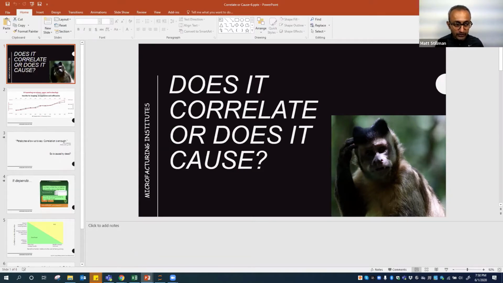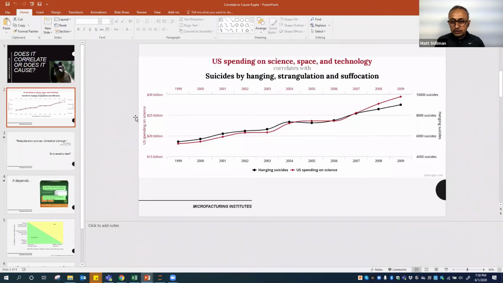For example, okay, here, technically, just because it correlates, you can include that in your model. That doesn't make sense, right? Because if you're trying to predict spending on science, space, and technology, you're definitely not going to include suicides by hanging, strangulation, and suffocation as part of your model, right?